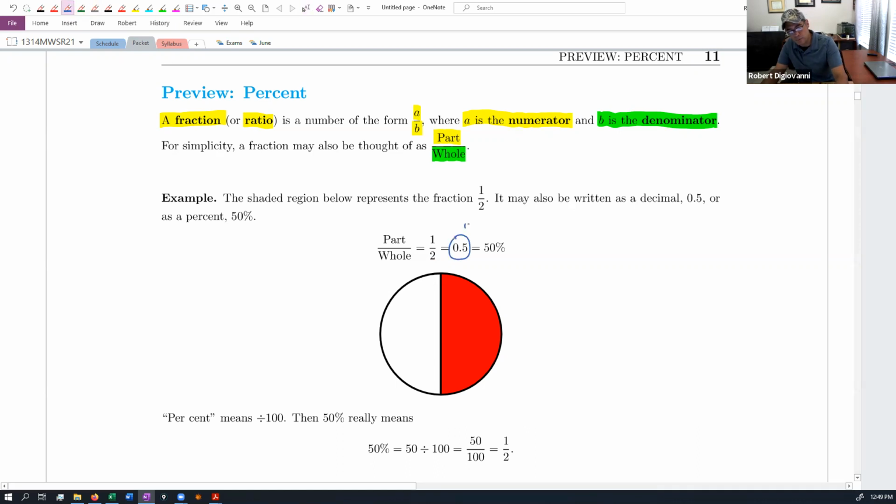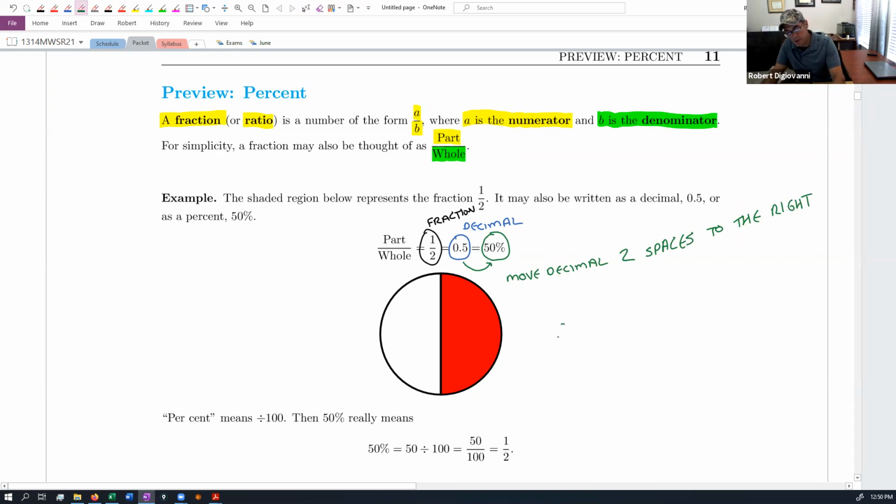This is the decimal, right? So that's the decimal. This is the fraction form. And then every single fraction can be written as a percentage. And to convert it to a percentage, there's a rule. To turn it to a percentage, you take the decimal, and all you do is move the decimal point 2 spaces to the right. And then you add a percent symbol.